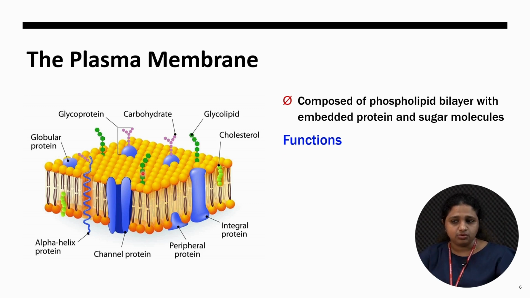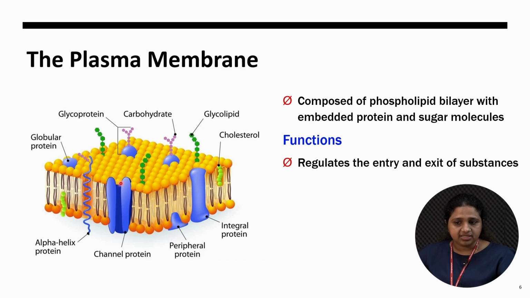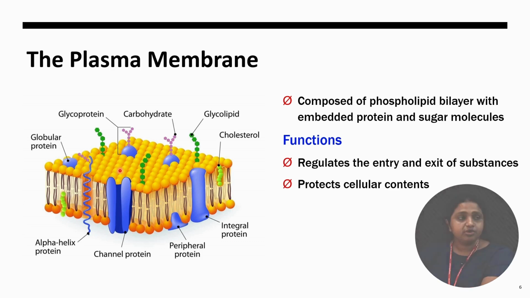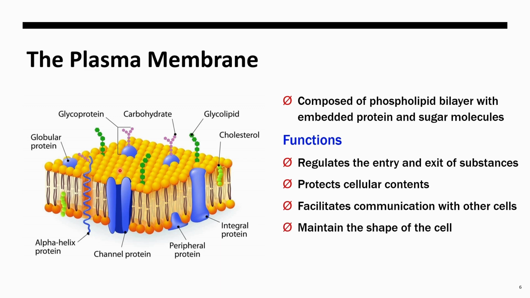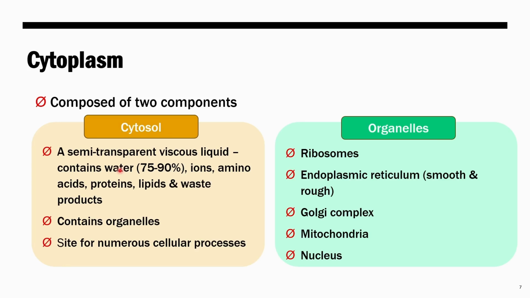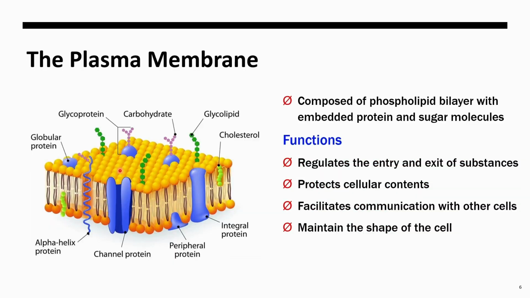So what does it do? It regulates the entry and exit through its channels. It protects the cellular contents. It facilitates the communication between cells. It maintains the shape of the cell. It gives a shape to the cell. So these are the main functions of the plasma membrane.